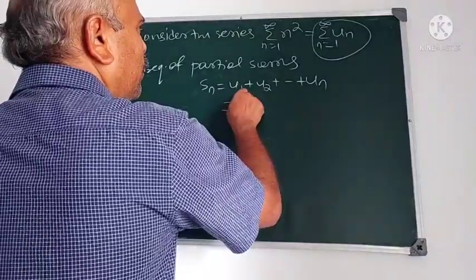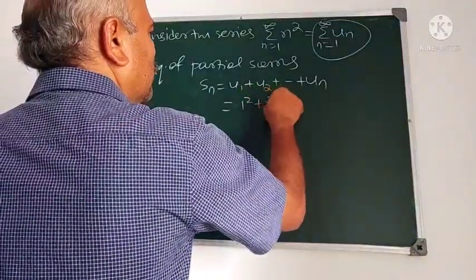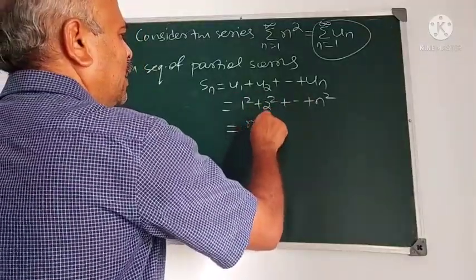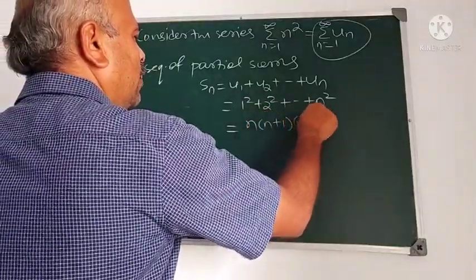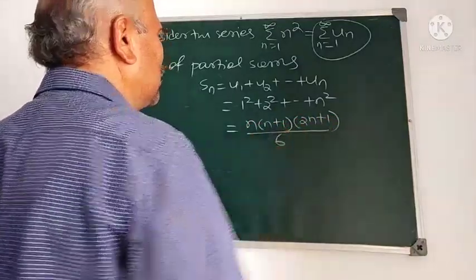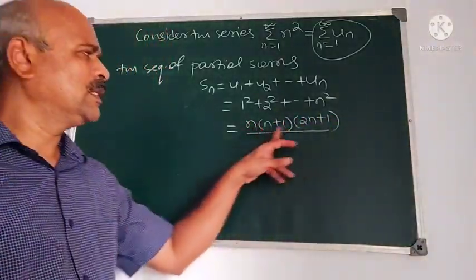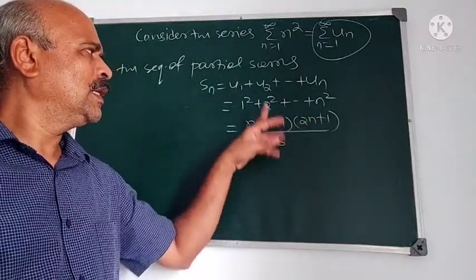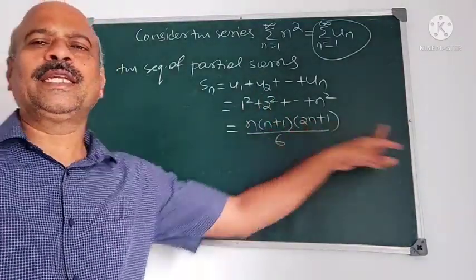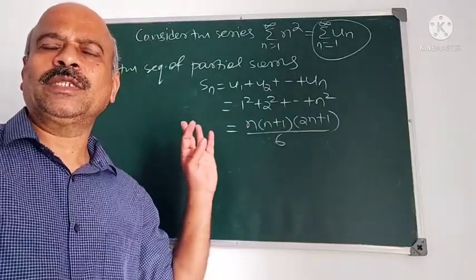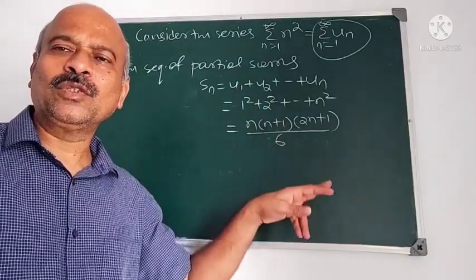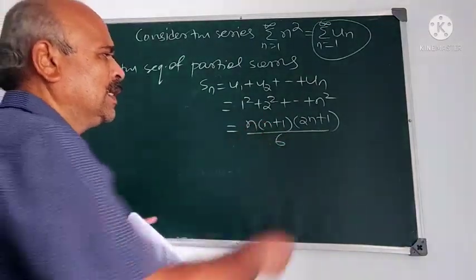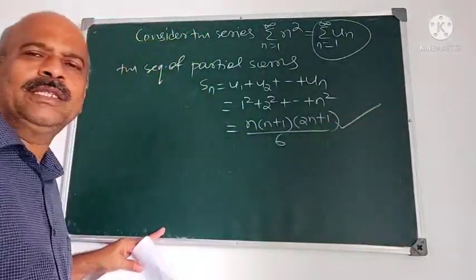Now what is u1? 1 square, 2 square, etc., n square. And we know that it is n into n plus 1 into 2n plus 1 upon 6. Now this is the sequence of partial sums. It is defined by n into n plus 1, 2n plus 1 by 6. Taking n as 1, 2, 3, etc., you will get the successive terms of the sequence. Now Sn, the sequence of partial sums, is defined by this.